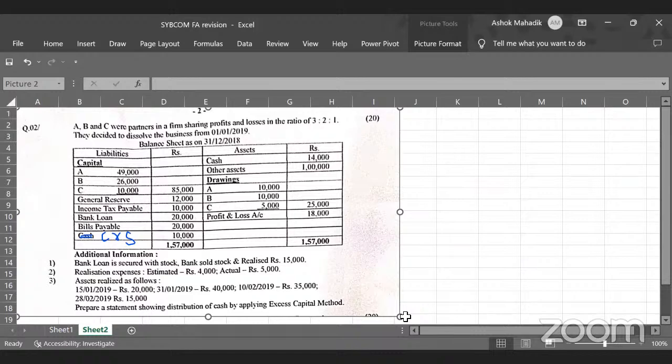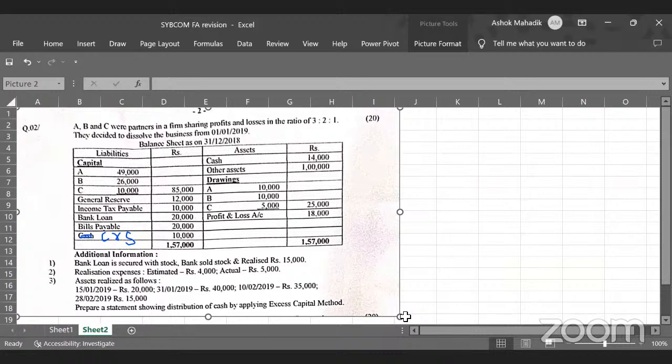Then additional information is given to you. Bank loan is secured with stock. Bank sold stock and realized 15,000. Realization expenses estimated 4,000 and actual were 5,000. Assets realized as follows: 15 January 20,000, 31st January 40,000, 10th February 35,000, and 28th February 15,000.